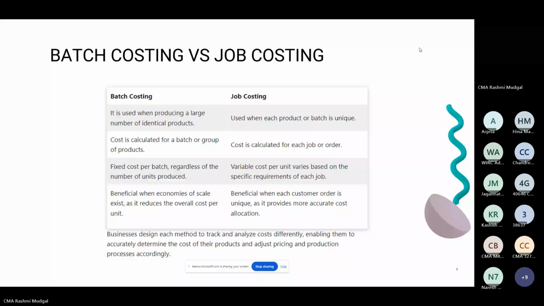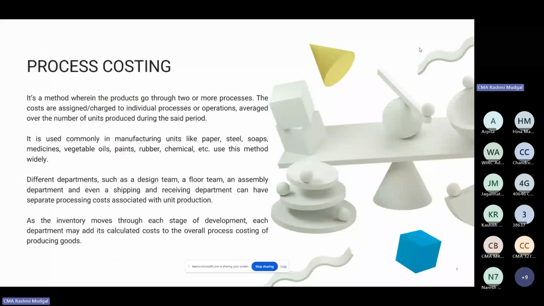Vegetable oil, paint, the team, flow team, assembly department, even the shipping and receiving department have separate processing costs associated with this production. As the inventory moves through each stage of development, each department may add its calculated cost to the overall process costing of the product and goods.